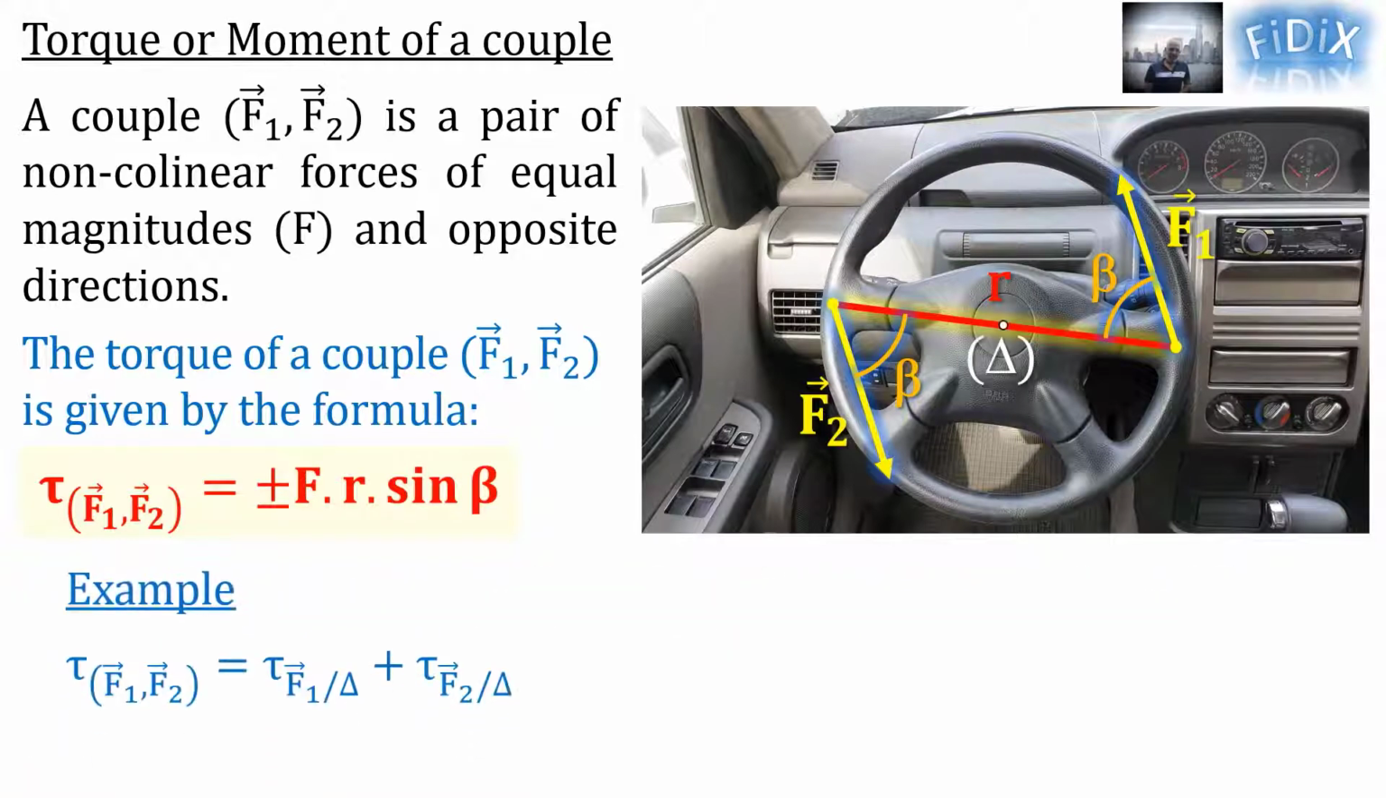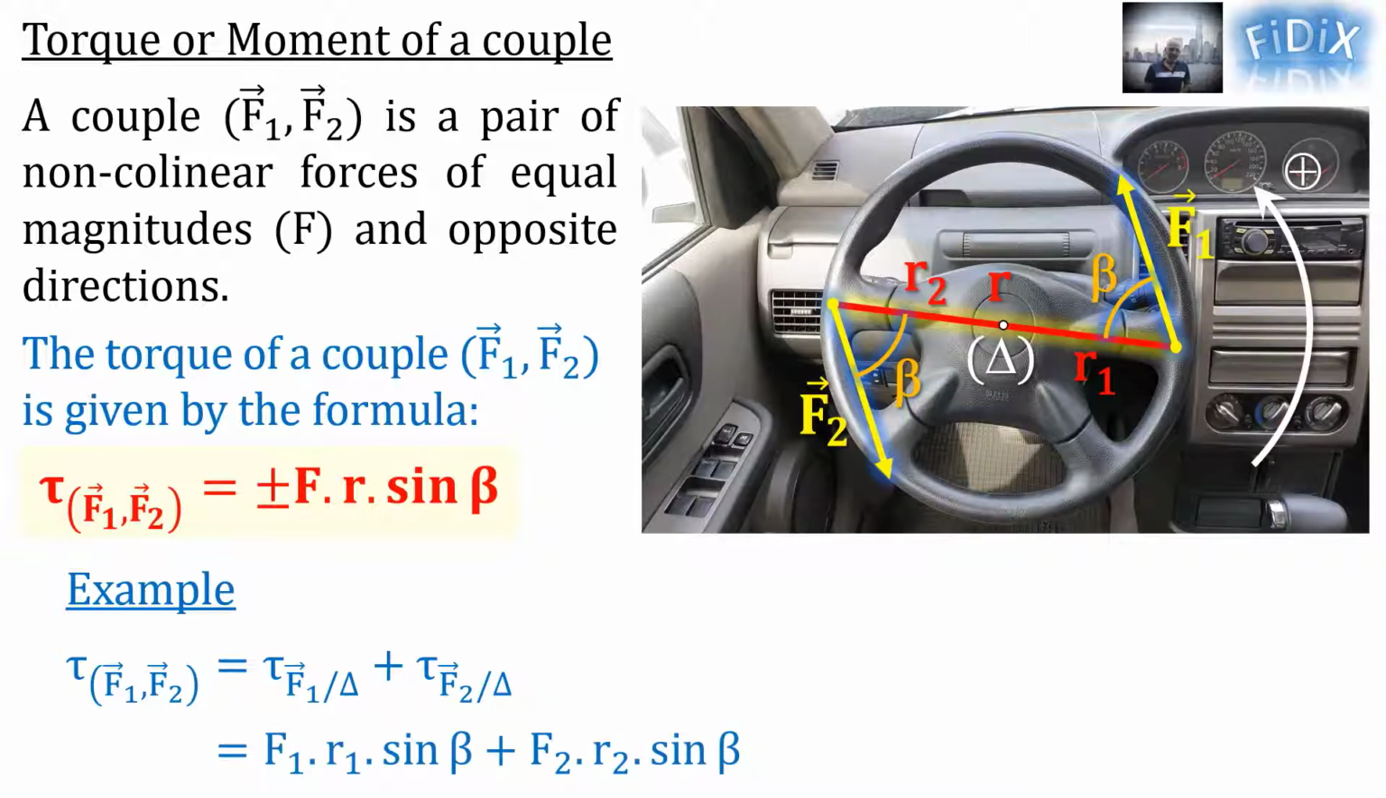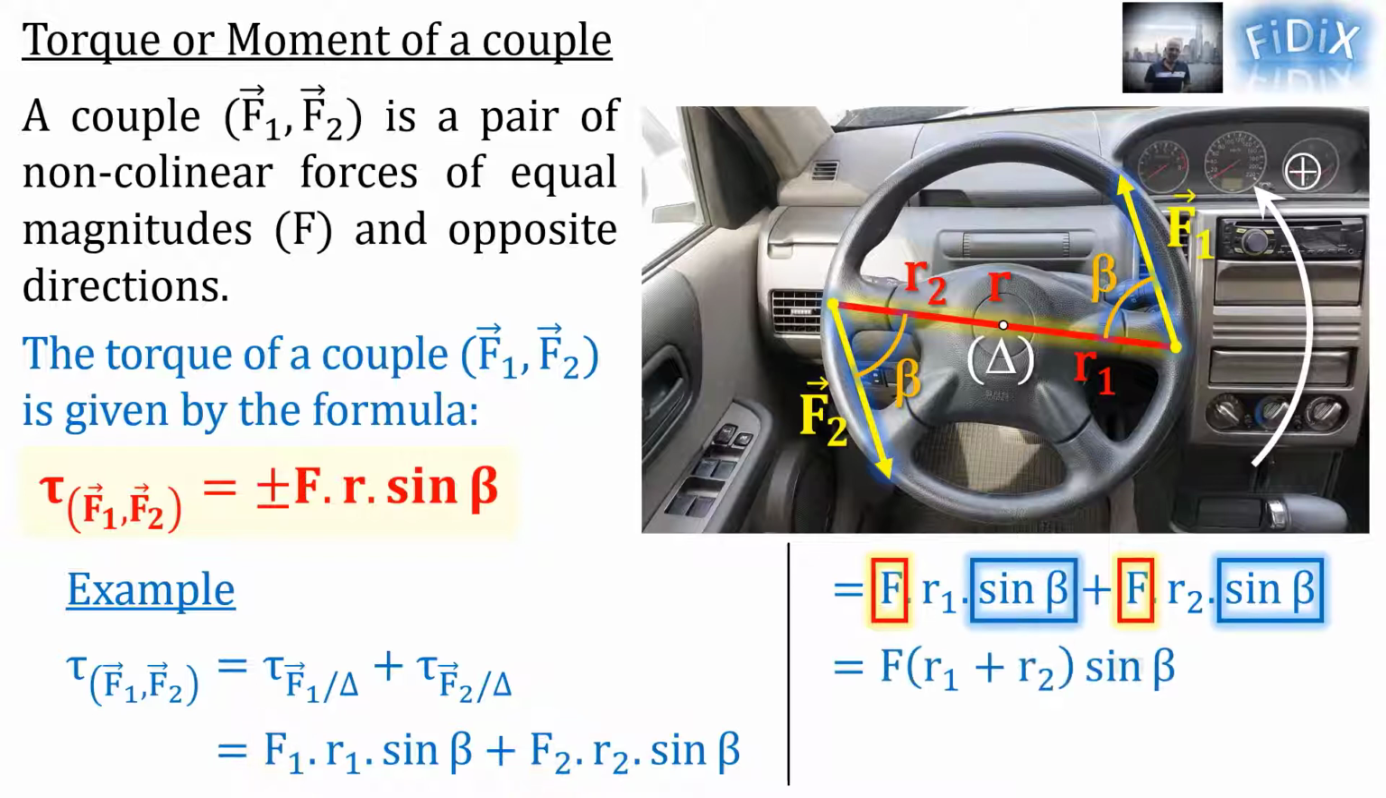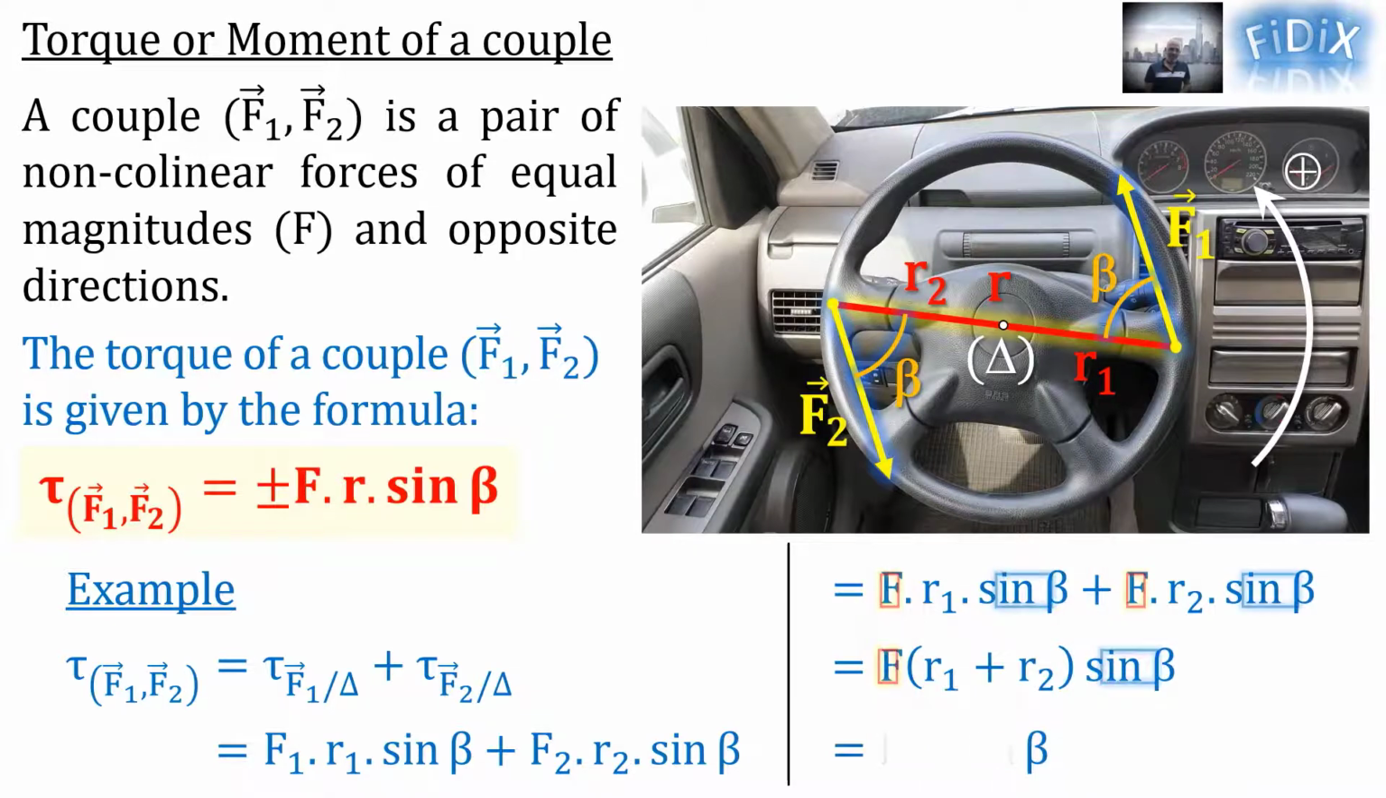For example, the torque of a couple is equal to the sum of the torques of each force, since the tendency of a couple to rotate the body to which it is applied is the tendency of both forces to rotate this body. We start by replacing each torque by its expression while respecting the chosen arbitrary positive sense of rotation. Then we replace F1 and F2 by the common magnitude F and factor by F sine beta, and finally replace R1 plus R2 by their sum R to get Fr sine beta.